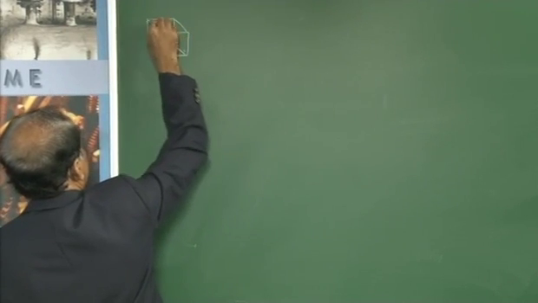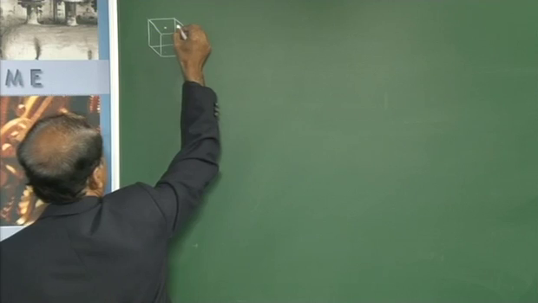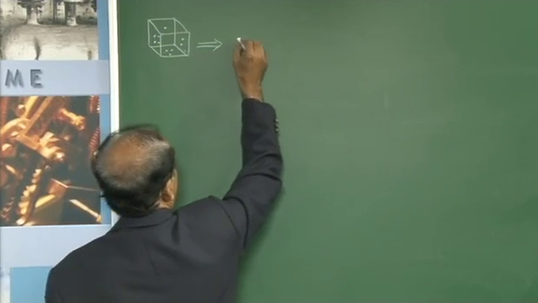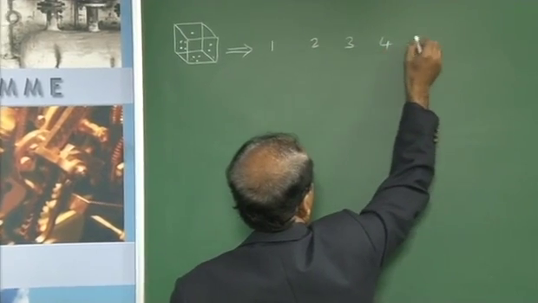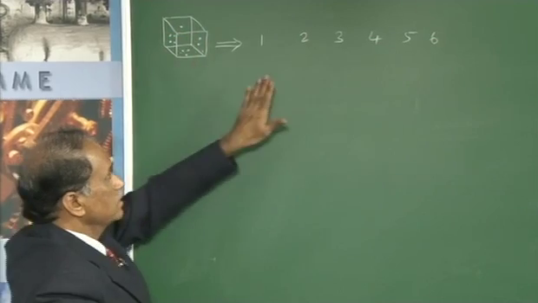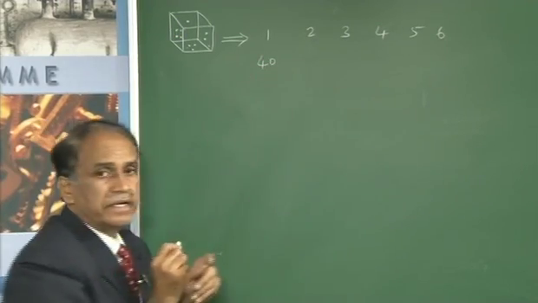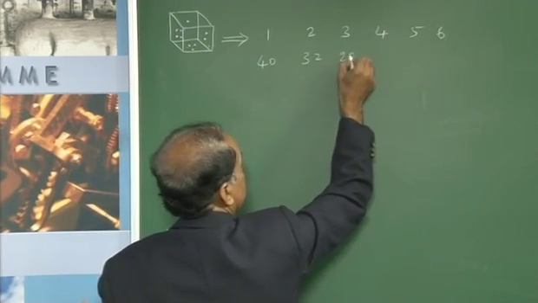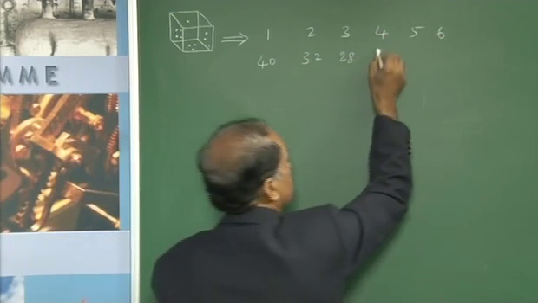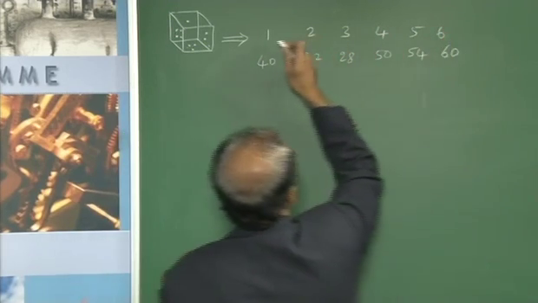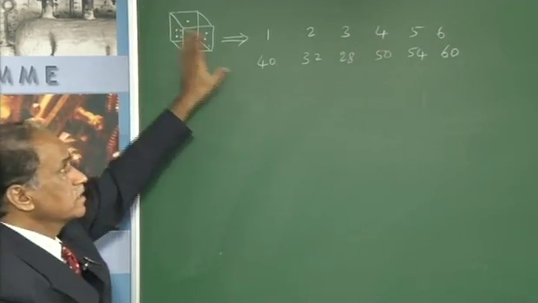As you know, a die is a small cube with 6 faces. On each surface dots will be there, like this up to 6 dots. This implies 1, 2, 3, 4, 5, 6. Totally 6 faces are there on the upper surface. By throwing a single die, getting 1 is 40 times, getting 2 is 32, getting 3 is 28, getting 4 is 50, getting 5 is 54, and getting 6 is 60. That is totally 6 numbers. It starts from 1 and it is 60.